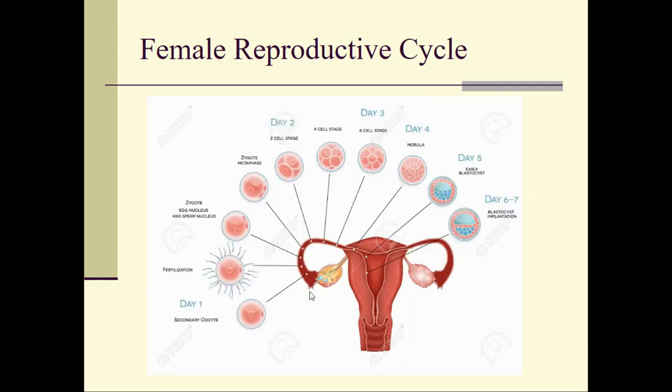So here's the diagram. It kind of shows what's going on. We look at from ovulation to fertilization.